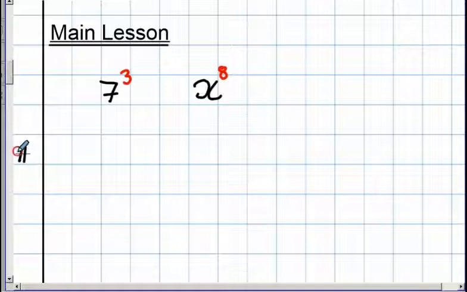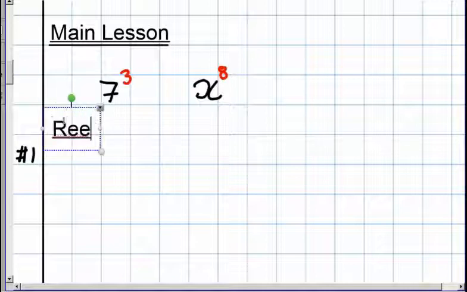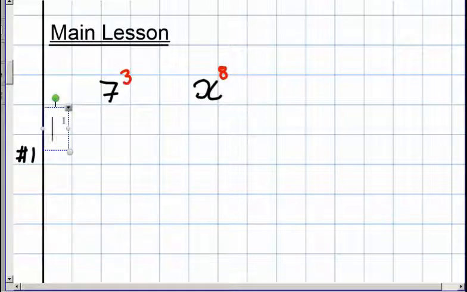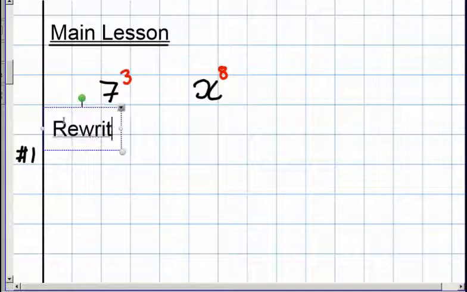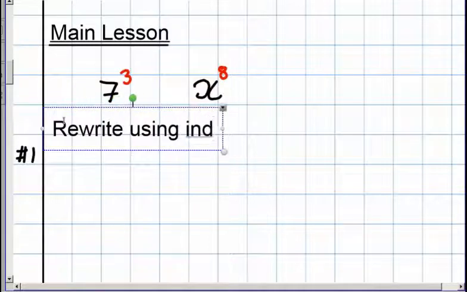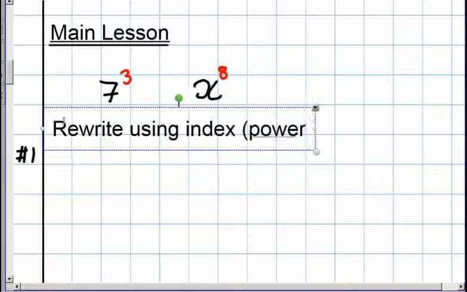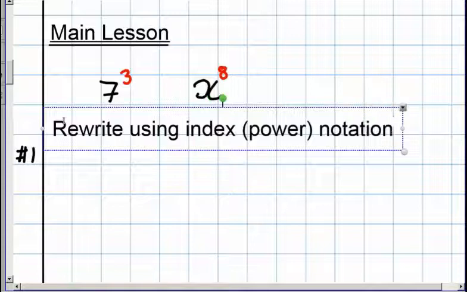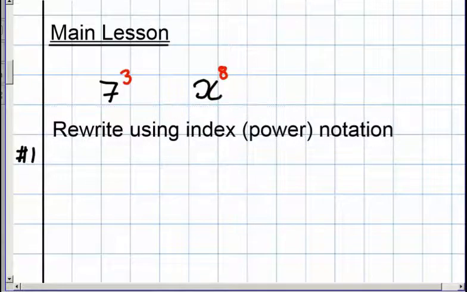Let's look at example 1. This is what the instruction looks like. So write this down, boys and girls. Rewrite using index or power notation. Sounds very complicated. It isn't really. So copy that down, and let's look at a couple of examples.